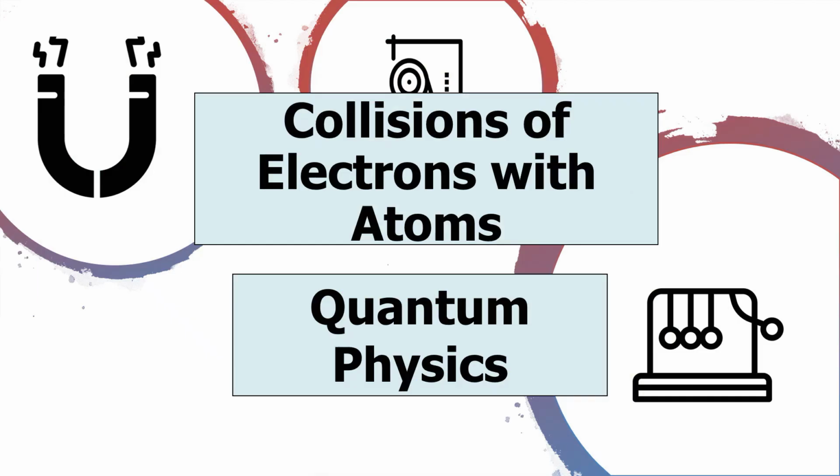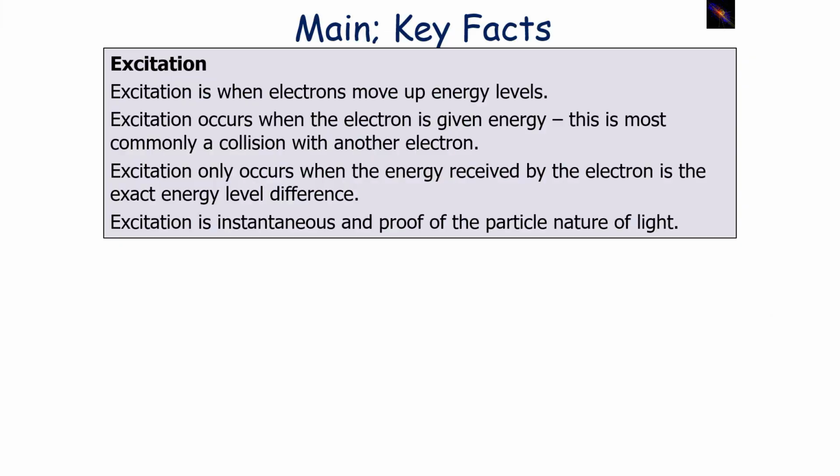So let's now consider the collision of electrons with atoms. Excitation occurs when the electrons move up the energy levels, which can either be given when it receives energy from a photon or receives energy from a collision with another electron.